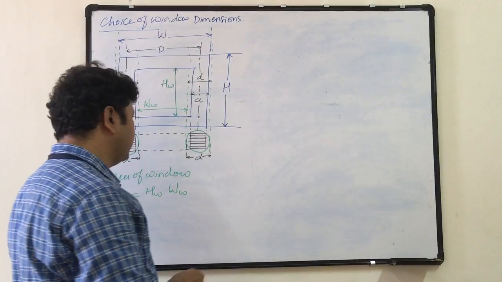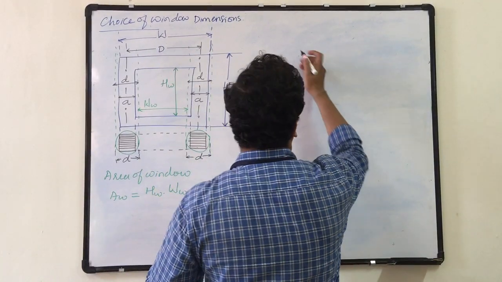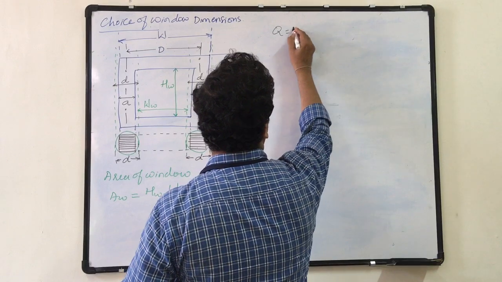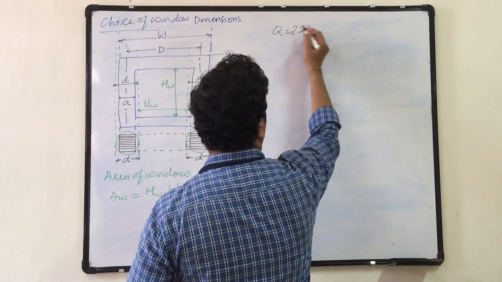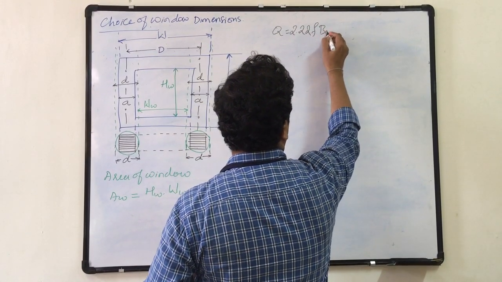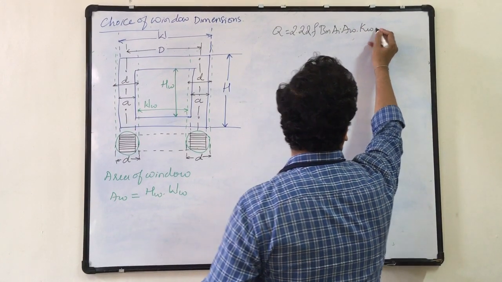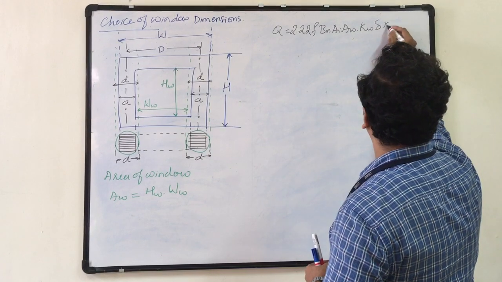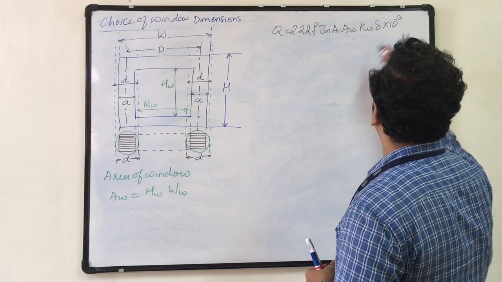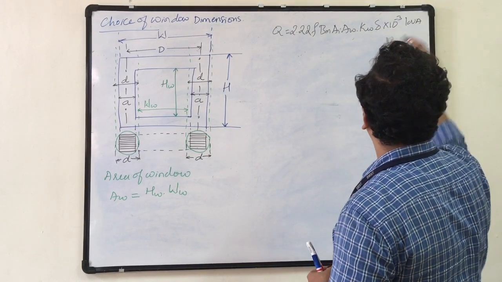Okay. So what was the output equation? Output equation was Q is equal to 2.22 f BM AI AW KW delta into 10 to the power minus 3 kVA.